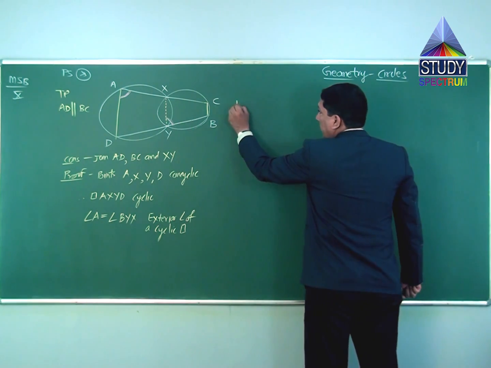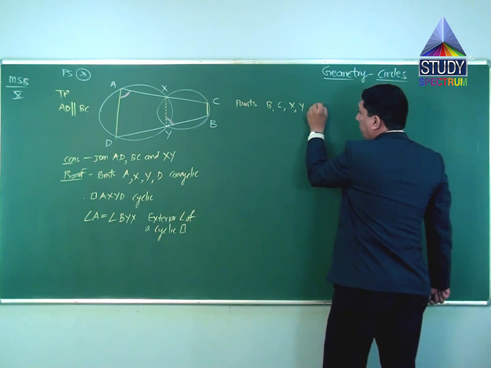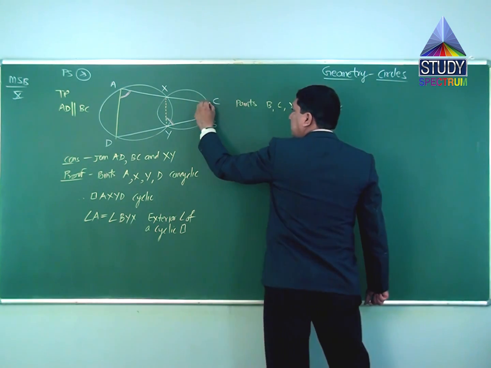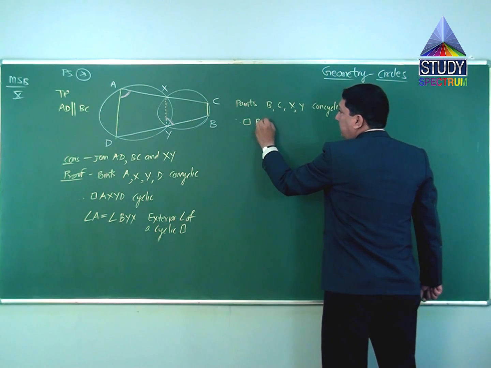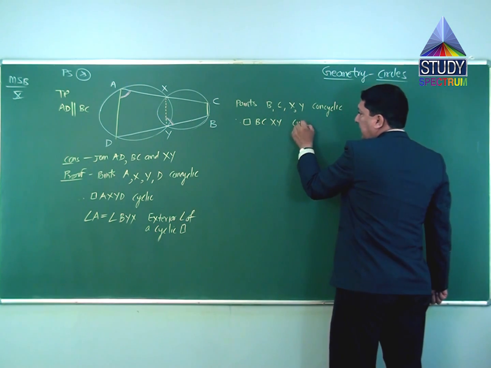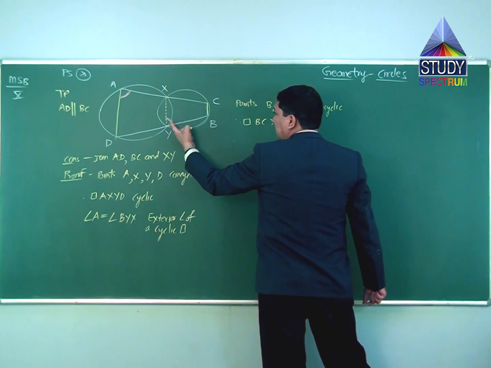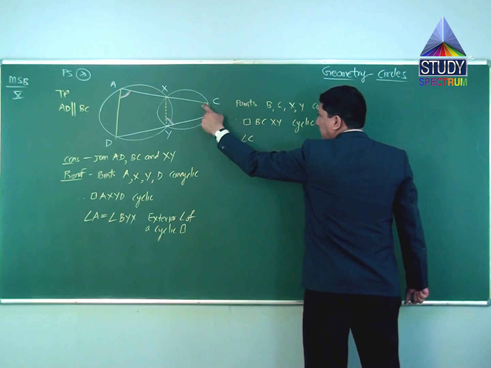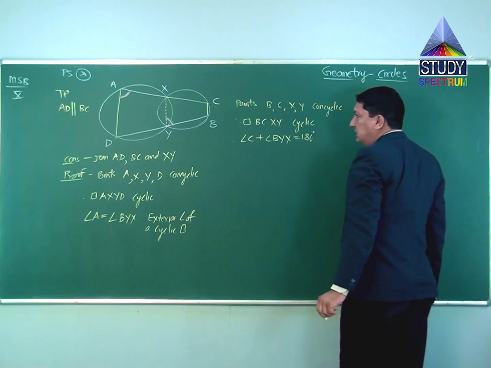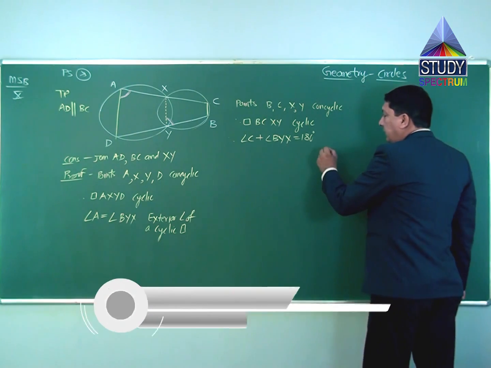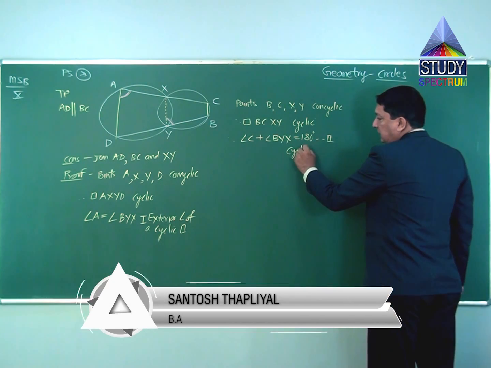Again, points B, C, X, Y are concyclic. These four points are on the same circle, so they are concyclic. Therefore, quadrilateral BCXY becomes cyclic. If it becomes a cyclic quadrilateral, obviously the sum of opposite angles is 180 degrees. Therefore, we can say angle C plus angle BYX is equal to 180 degrees. This is our second equation. Reason: cyclic quadrilateral theorem.